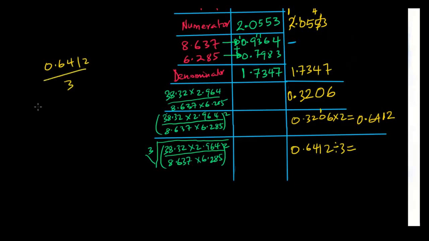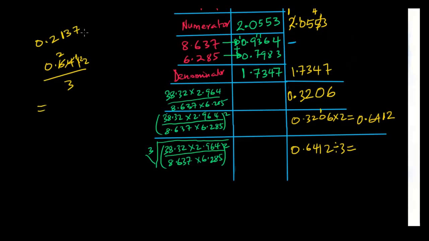0.6412 divided by 3. This will be 3 in 0 is impossible, so we'll write down 0. 3 in 6 goes 2 times, so we have 2 here. 3 goes in 4 1 time, remainder 1, so that 1 will add to this one here. And I'll say 3 in 11. 3 goes in 11 3 times, remainder 2, because 3 times 3 is 9, so remainder 2. We'll put the 2 in front of this 2 here. This becomes 22. Okay, 3 goes in 22 7 times, remainder 1.